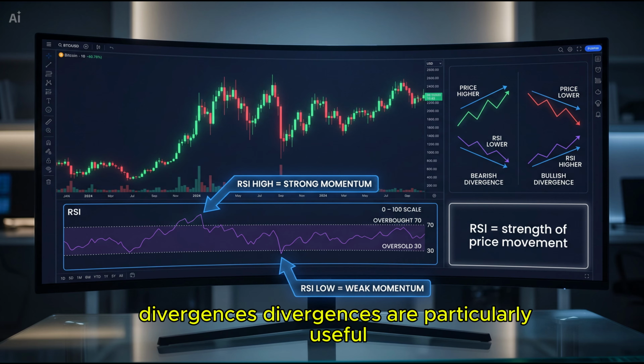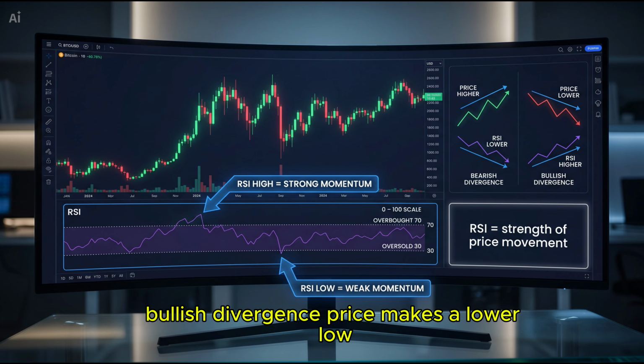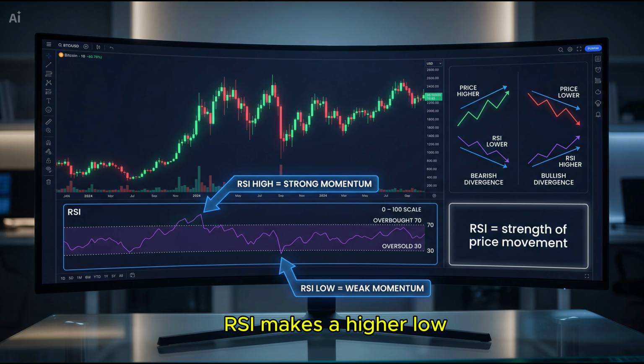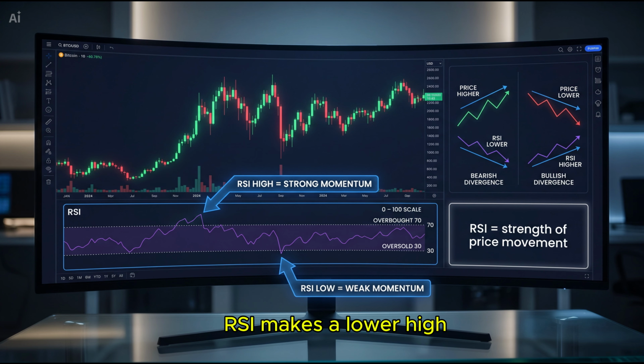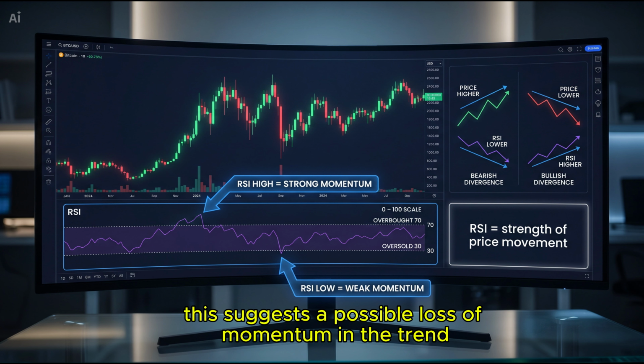Divergences. Divergences are particularly useful. Bullish divergence: price makes a lower low, but RSI makes a higher low. This may signal a potential reversal. Bearish divergence: price makes a higher high, but RSI makes a lower high. This suggests a possible loss of momentum in the trend.